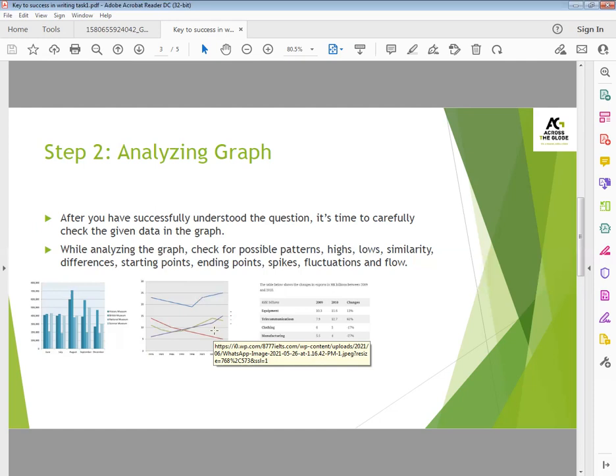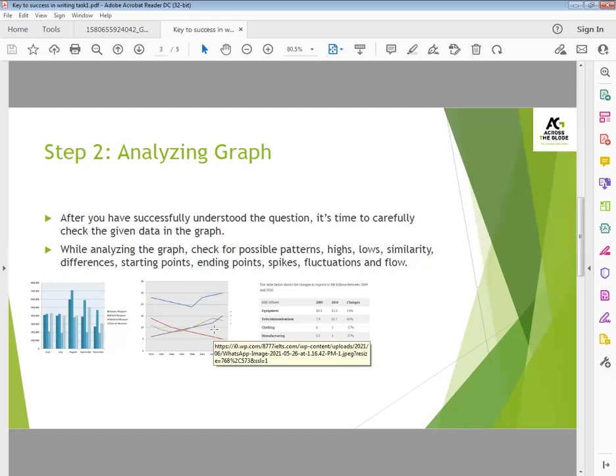First, when you see the question, they write: summarize the information by selecting and reporting the main features and make comparisons where relevant. So if that sentence is there in the question, and that will definitely be there, when you see a graph and you see some things are similar or contradictory, or there are highs and lows which are very important, and you don't analyze them and you don't write them in your writing, you are not going to get a good score definitely.